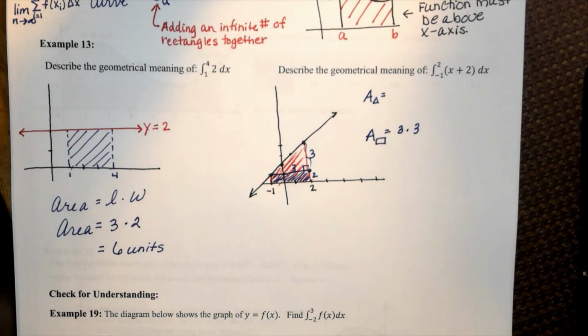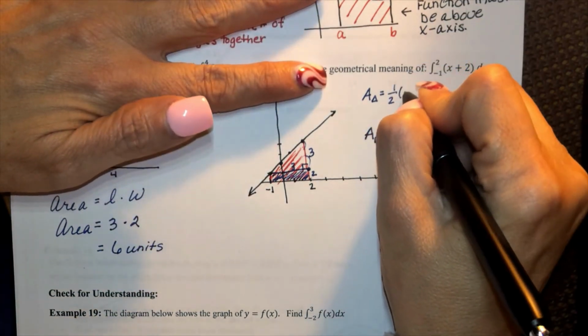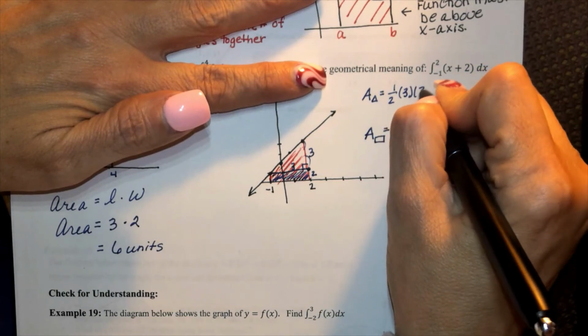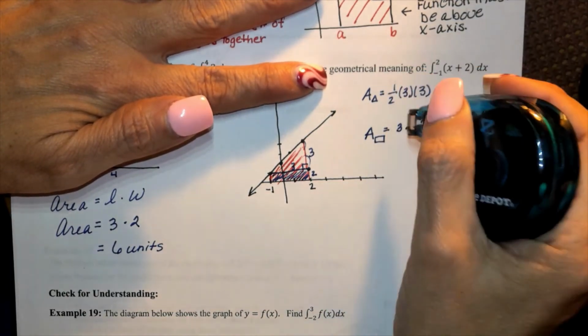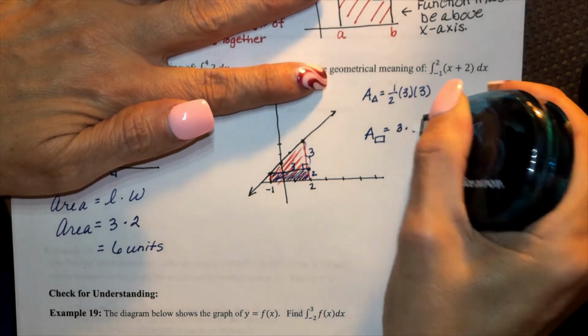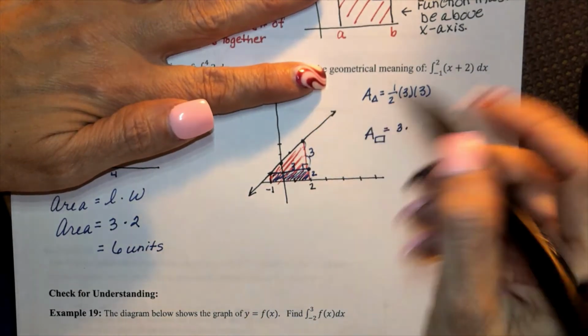No, that's not right. Area is 1/2 base times height. The triangle is 1/2 the base times the height. Okay, so that is right. I did my, what do I want to say? It's 1. 3 times 1. That's not 2 right there.